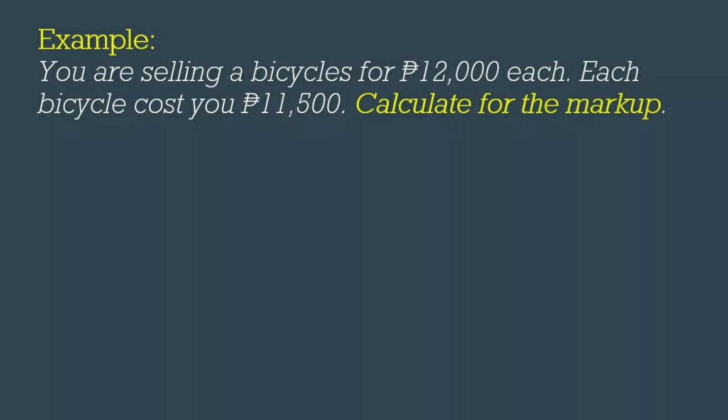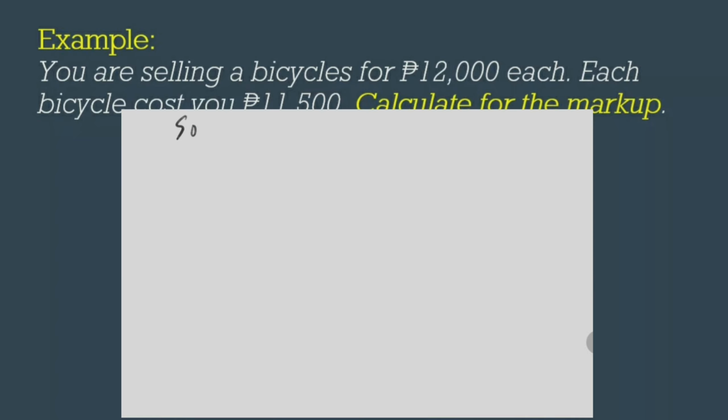So now we're going to use the same problem dun sa pag-compute natin sa margin. Again, you're selling a bicycle for 12,000 pesos each. Each bicycle cost you 11,500 pesos. And then let us calculate for the markup. And solving for the markup, we have to get first the profit. So yun muna yung isa-solve natin.